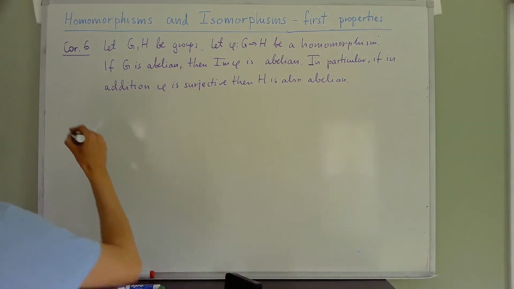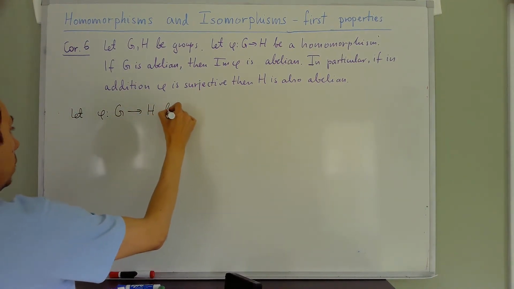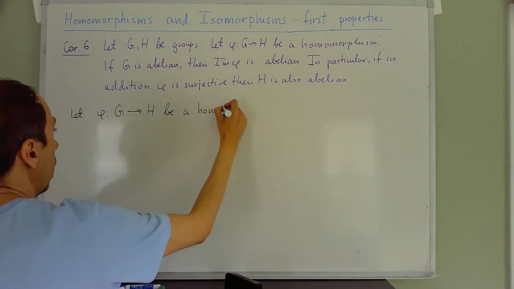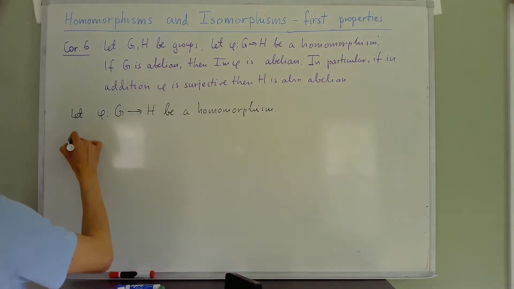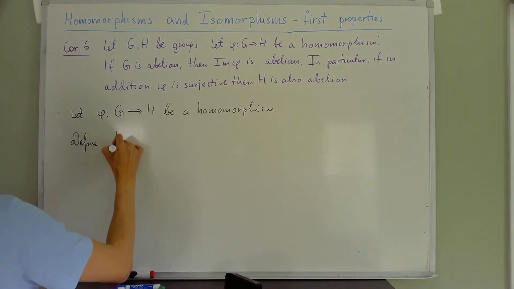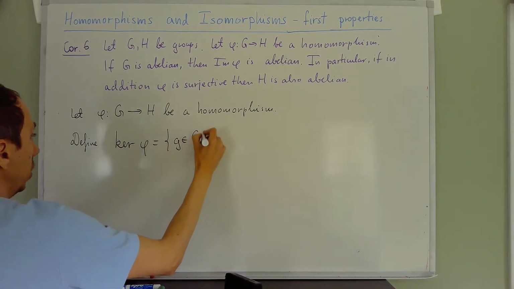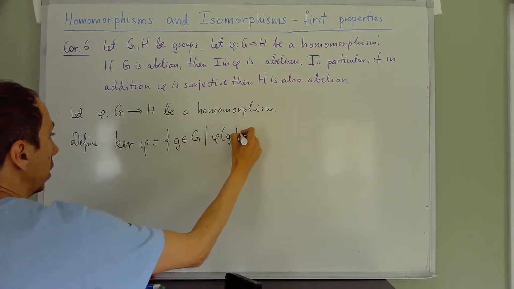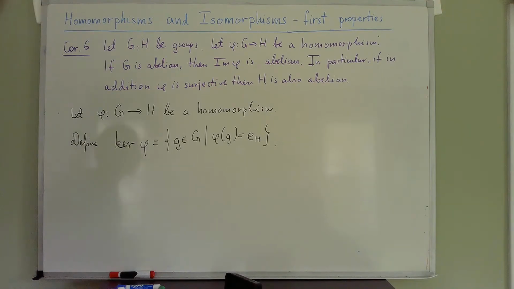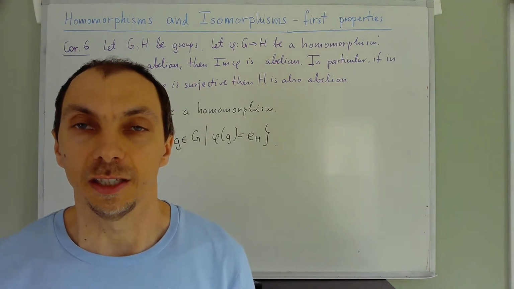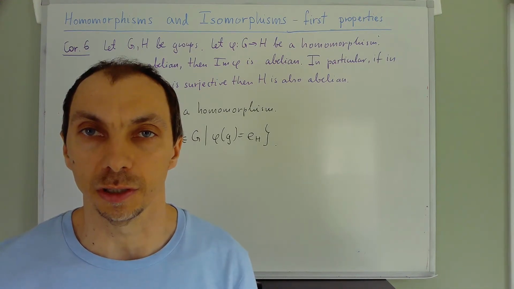So let phi from G to H be a homomorphism. So we define the kernel of phi to be all the elements of G that are mapped to the identity in H. So this is something like the zeros of a function. It's an analog of zeros of a function.